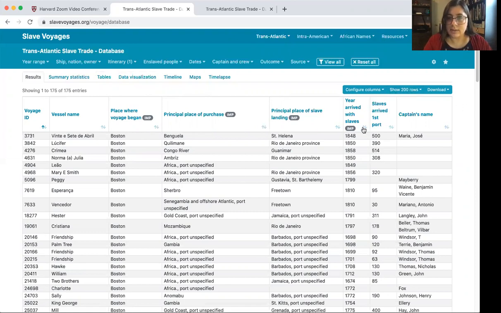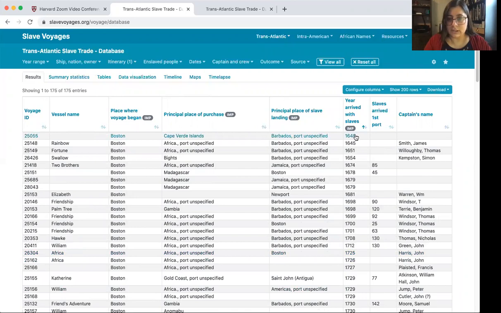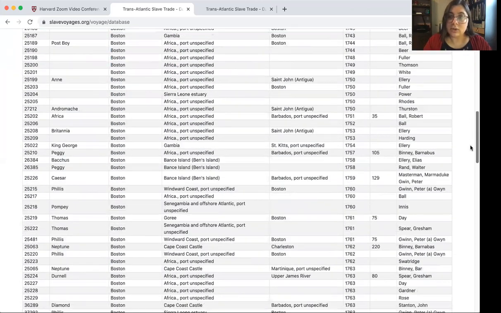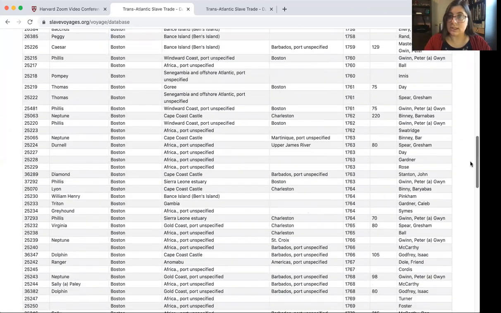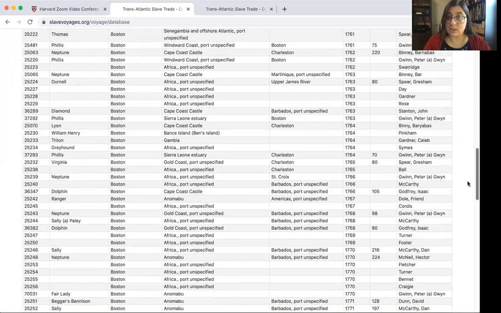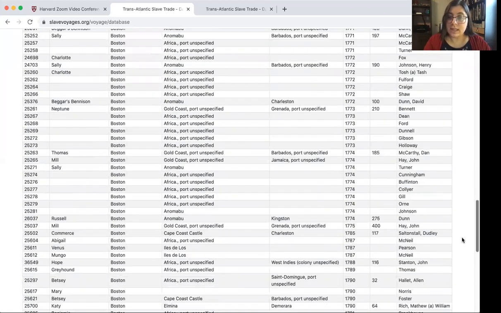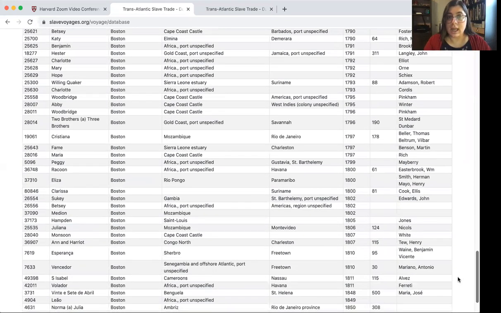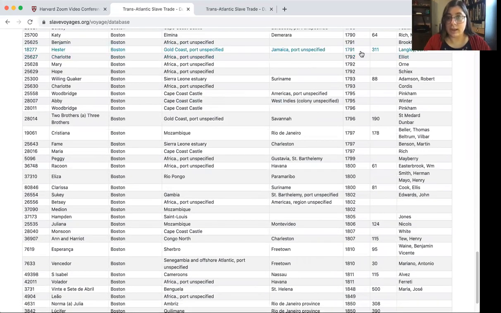Interesting. Let me just put these in date order. So you can see that there are some voyages in the 17th century, a lot in the 18th century. But then something that's really interesting is that even though Massachusetts outlawed slavery in the 1780s, these voyages go past the 1780s. So these ships are leaving from Boston and going from the Gold Coast to Jamaica with 311 captives in 1791, right? So that's after slavery is not legal in Massachusetts anymore, but these ships are still involved in that trade.